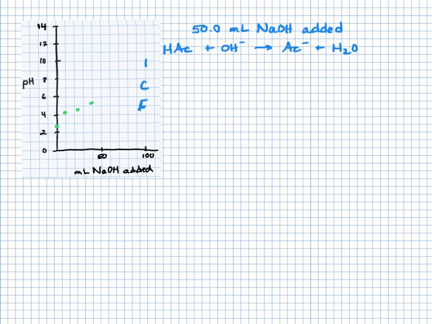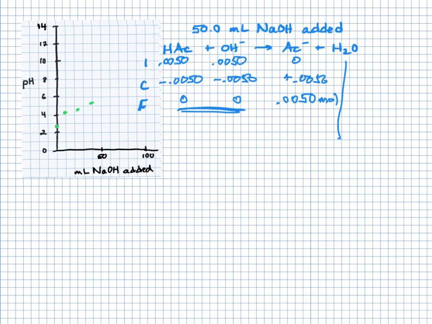So now 50 milliliters of NaOH is added. We're going to get a little more interesting. Okay, so 0.005, 0.005, 0, minus 0.005, minus 0.005, plus 0.005, 0, 0, 0.0050 moles. So we're at the equivalence point because we have no reactants left.